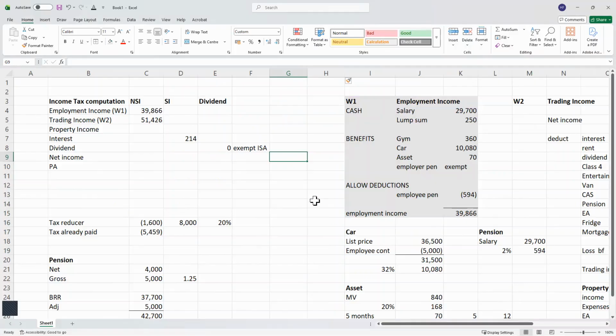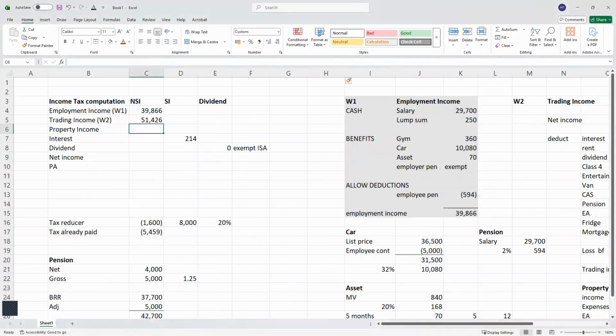And if we had been asked for the national insurance, then we've already split up the employment income between cash and benefits, so this makes it easier to calculate the national insurance. So let's now focus on the income tax computation. As we said in the exam, you can use the pro forma calculation to help with this calculation. So we've got the employment income with the working, the trading income with the working.